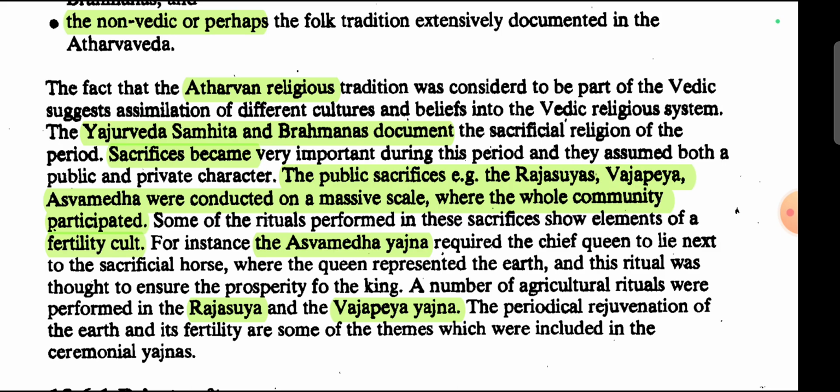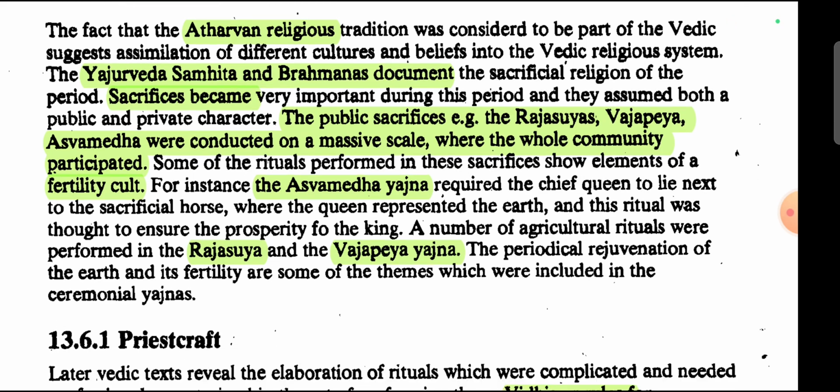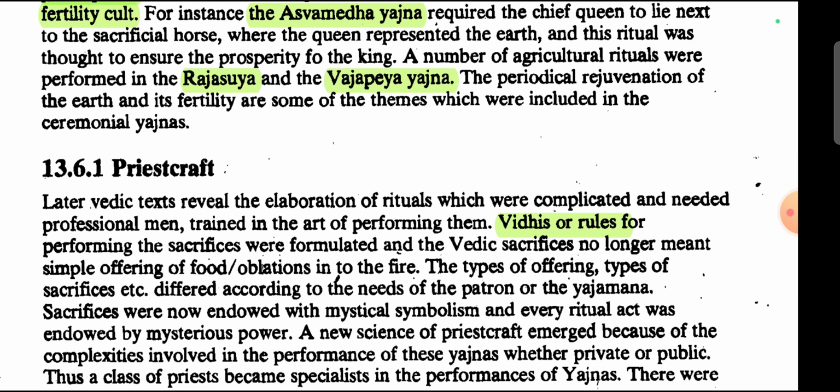Sacrifices became very important during this period, and they assumed both a public and private character. The public sacrifices, for example, the Rajasuya, Vajapeya, and Ashwamedha, were conducted on a massive scale where the whole community participated. Some of the rituals performed in the sacrifices show elements of a fertility cult. For instance, the Ashwamedha Yajna required the chief queen to lie next to the sacrificial horse, the queen representing the earth, and this ritual was thought to ensure prosperity to the king. A number of agricultural rituals were performed in the Rajasuya and the Vajapeya Yajna. The periodical rejuvenation of the earth and its fertility are some of the themes which were included in the ceremonial yajnas.